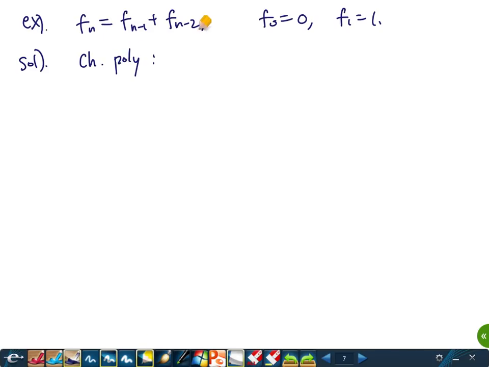It is a homogeneous linear recurrence relation, and the degree is 2. So x squared minus x minus 1 equals 0. What are the solutions of this? x is 1 plus or minus the square root of 1 minus 4ac, which is 5, over 2. So there are two distinct solutions, so it satisfies the condition for the theorem.